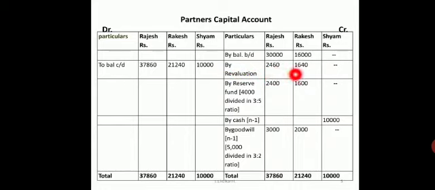2460 and 1640. Next, come to balance sheet. We are having reserve fund. Reserve fund total is 4000. This 4000 is again distributed to old partners in the old ratio of 3:2. So this is distributed in the ratio of 3:2. So you are having 2400 and 1600.